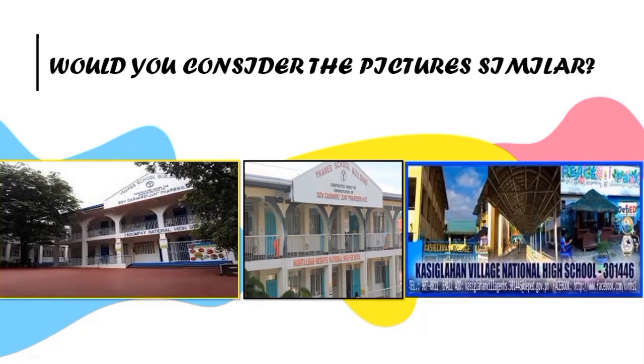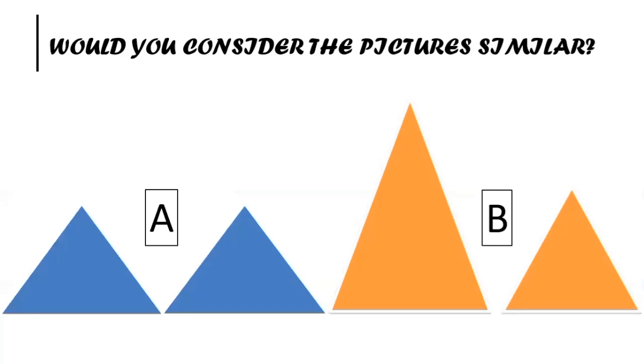In this case, you would consider the 3 pictures similar because they are each a picture of a school. Yes, you are right about that. But what about these pictures? Which of these 2 pictures would you consider a similar triangle? Is it picture A or is it picture B? Comment down your answer as well.